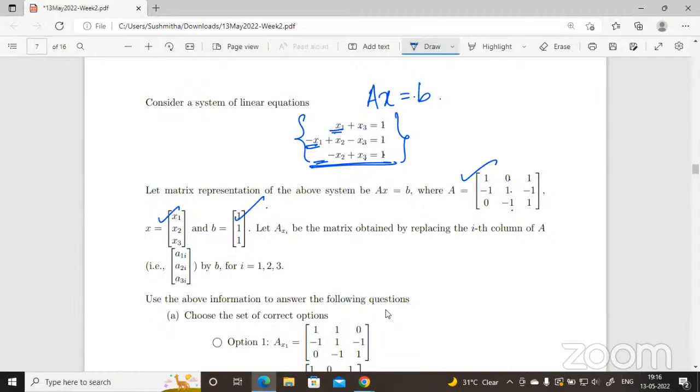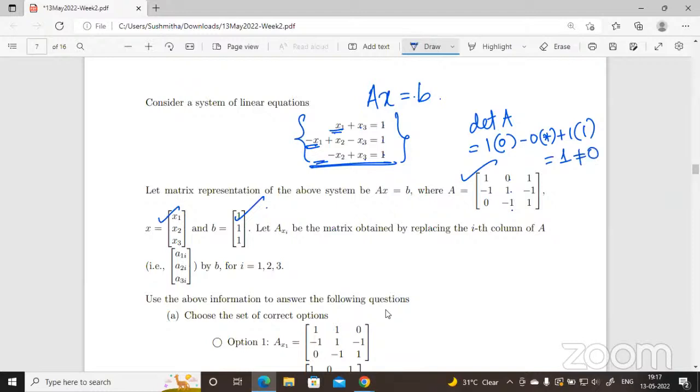Now, can I apply Cramer's rule? We'll have to find the determinant of A. If it is not equal to 0, we can proceed. If it is zero, we cannot. So I think we can expand along the first row. The determinant of A is going to be 1 times the determinant of this, that is 2, then 0 times something, it doesn't matter, and then plus 1 times 1 minus 0. The first term is 1 into 0. Okay, so the determinant is 1. It is not equal to 0, so I can apply Cramer's rule.